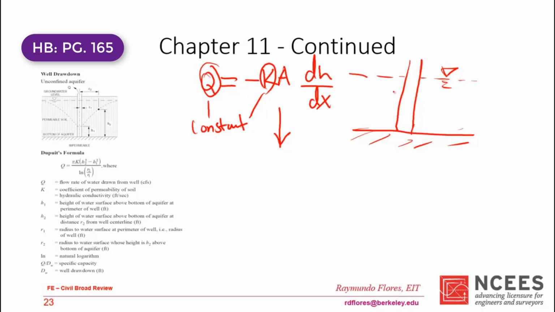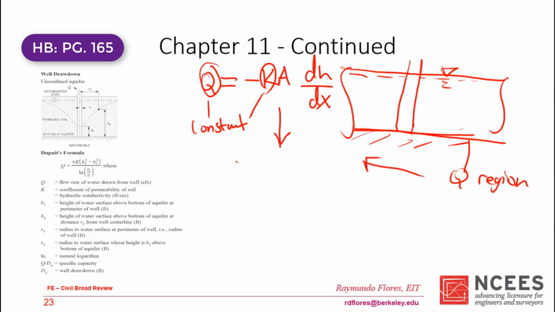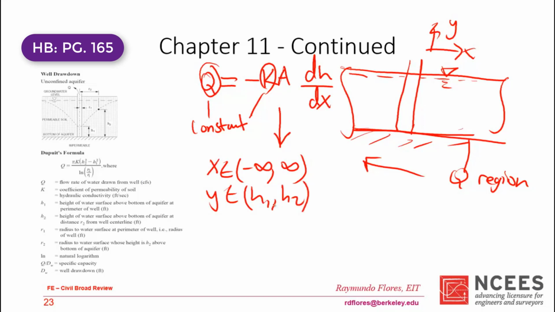So, and I'm not trying to confuse anyone, but we could say that this whole thing is our Q region. In this case we need to be a little more precise, because our Q region is X, if this is X, Y, such that X is from minus infinity to infinity, and Y is in between H1 and H2.